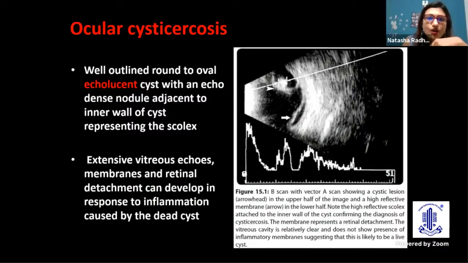Sometimes you get rare things like ocular cysticercus. Here you can see the scolex can be demonstrated, the cyst can be demonstrated inside in an ultrasound B scan.